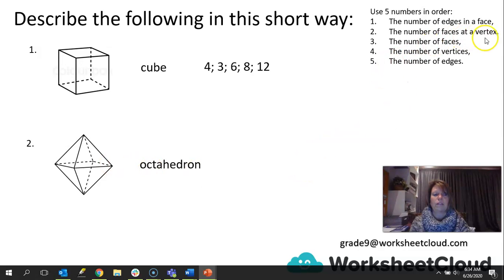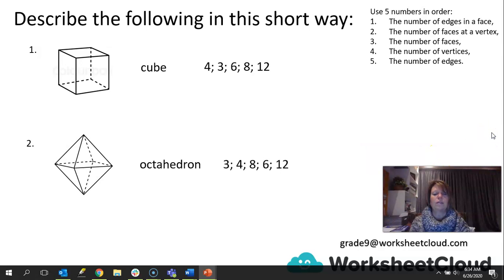Then we look at the number of faces at a vertex. Okay, here we've got 4 faces at each vertex. If we look at this vertex here, 1, 2, 3, 4 faces are meeting there, but at any vertex in that shape there will be 4 faces. Then the number of faces altogether, we know because it's an octahedron, there are 8 faces. The number of vertices altogether will be 1, 2, 3, 4, 5, 6, and then the number of edges altogether will be 1, 2, 3, 4, 5, 6, 7, 8, 9, 10, 11, 12.